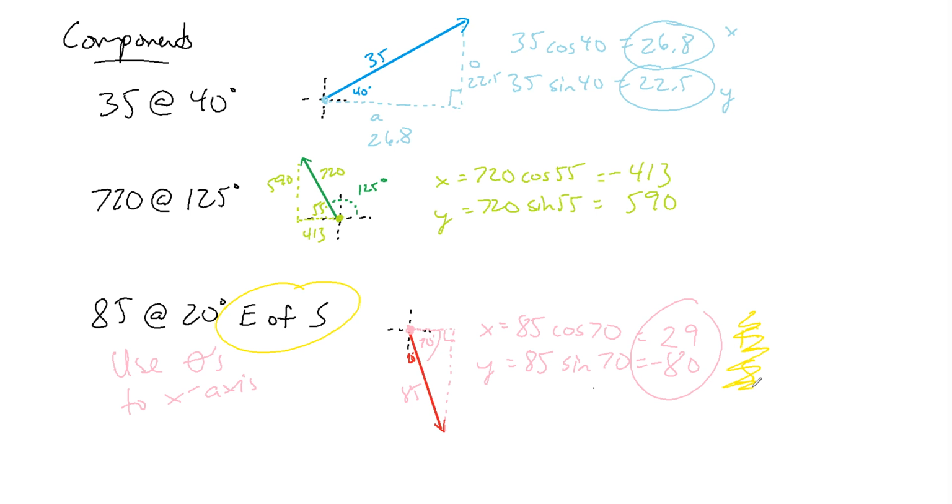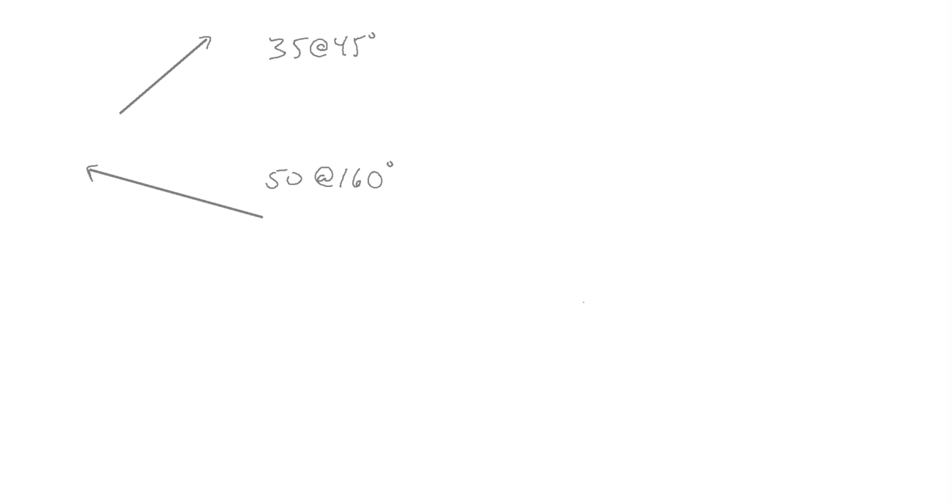Okay, so this is a little bit more practice with components. Let's do a little bit more and show how we can put things together, going back to the 4 steps I showed you before. All right, so we got 2 vectors. We got 35 at 45 degrees, and I've got 50 at 160 degrees. And what we're going to do is add these vectors together to get an overall answer. And we're going to just go back to those 4 steps I briefly showed you before.